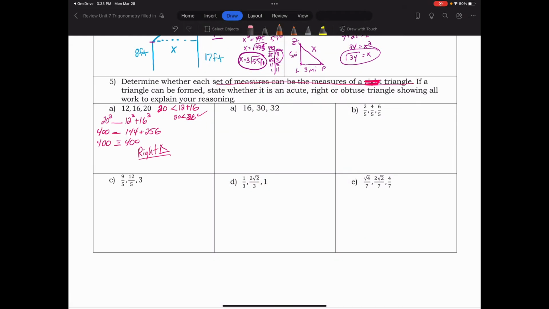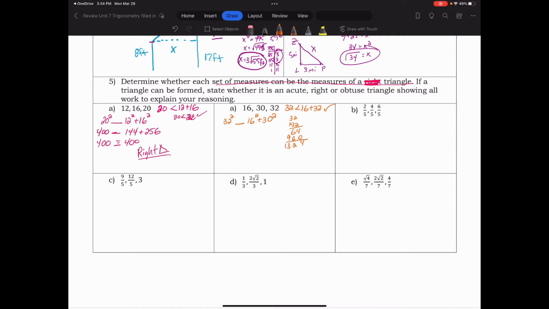All right, next one we do the same thing. Is 32 less than 16 plus 30? It is, so it is a triangle. So now I try this out. 32 squared is something to 16 squared plus 30 squared. 32 squared is 32 times 32.